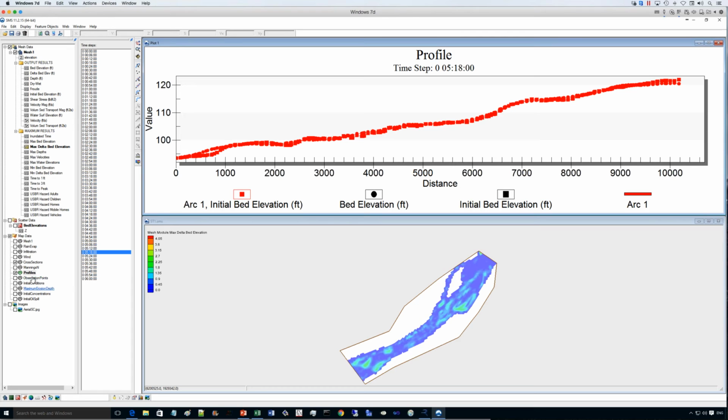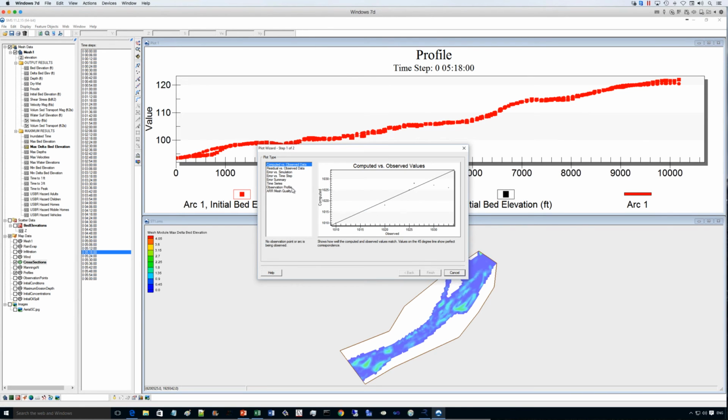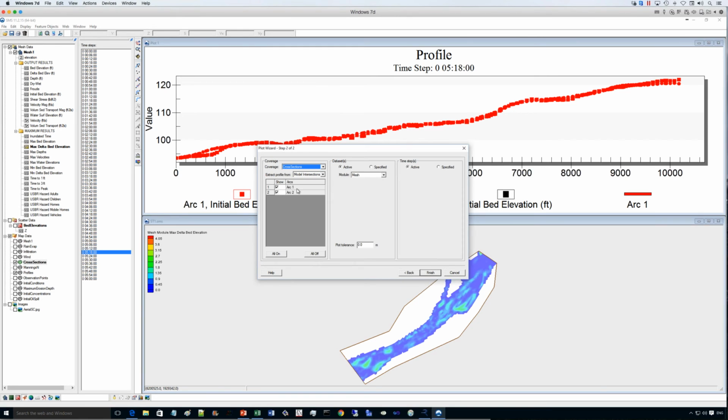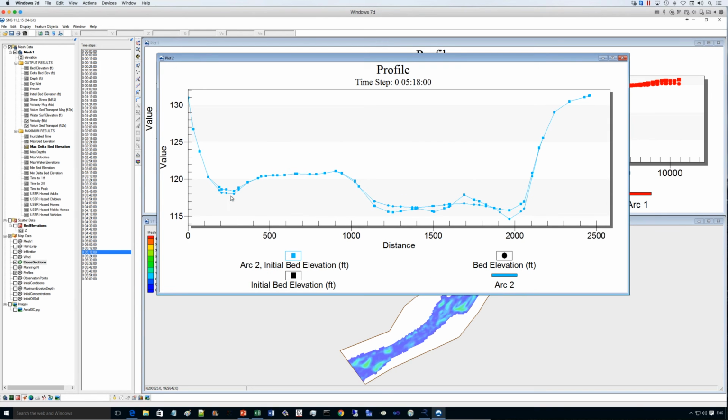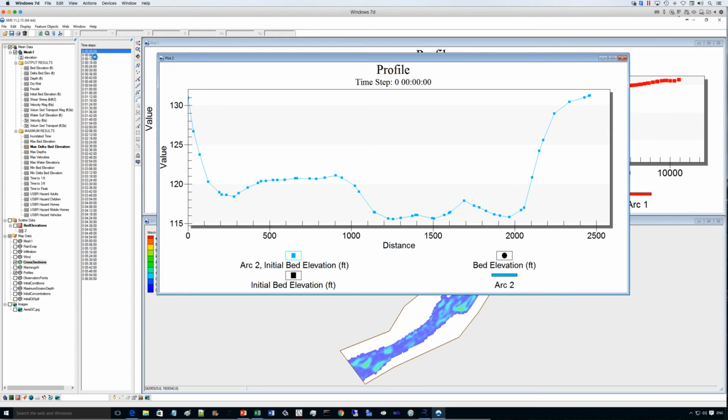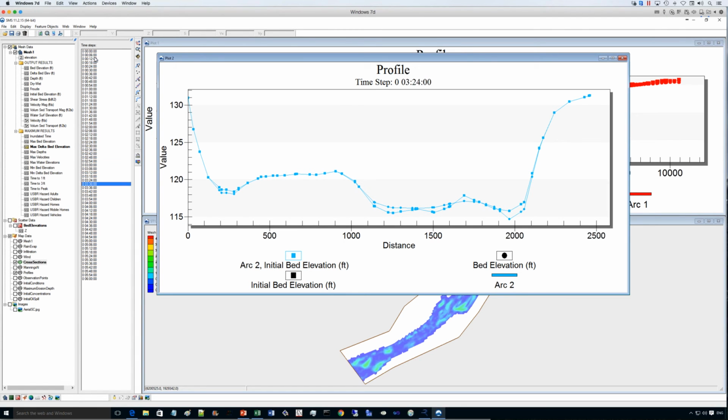And also you can do the same for the cross sections. For example, you can use again the plot wizard, plot for the cross sections. Let me look at one of them one at a time. So you can look at, let's say in this case, bed elevation and initial bed elevation. So you can see here how a particular cross section is changing in time during the simulation.